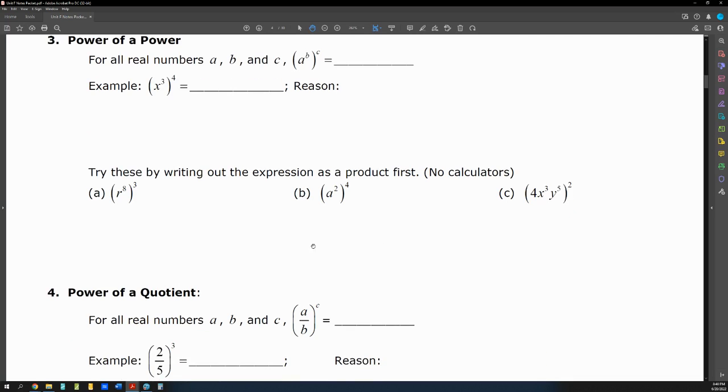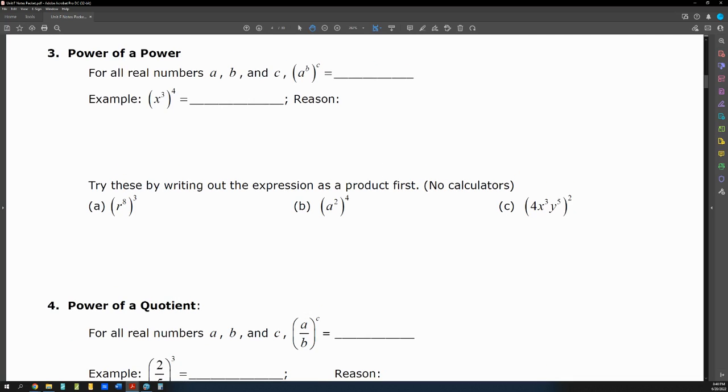Let's take a look at the final property that we'll look at today, which is the power of a power, or I also call it the power rule. So for all real numbers a, b, and c, if we have a to the b and then raise that to the power c, this is equal to a to the bc, where we multiply the exponents together. So an example, x cubed to the 4th is equal to x to the 3 times 4, or x to the 12th.